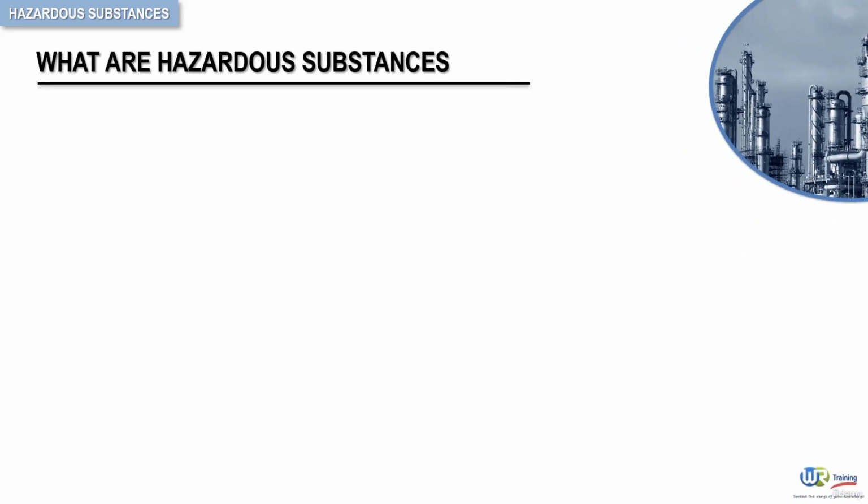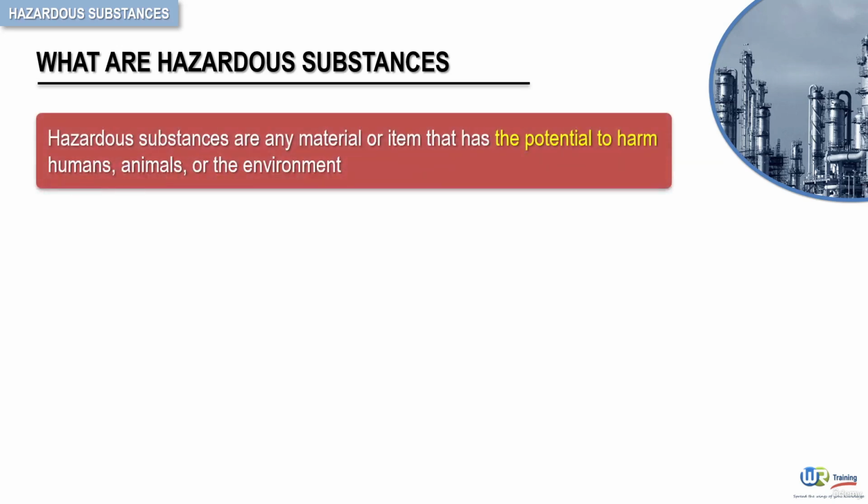To begin our discussion, let's first answer a basic question. What are hazardous substances? Hazardous substances are any material or item that has the potential to harm humans, animals, or the environment. They can act directly or through interaction with other factors.